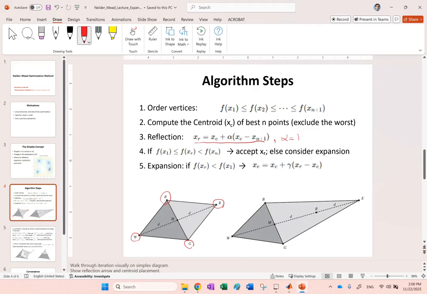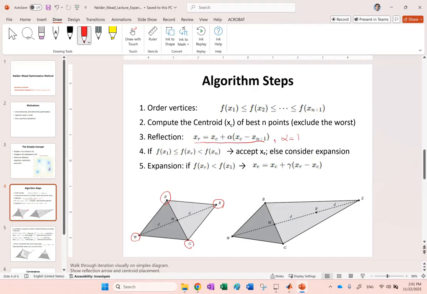Is it better than the best one? Is it somewhere between the worst and the good, between the good and the worst, or even worse than the worst? Okay, so we have to look at different scenarios, right? Which you can see here, there are 4 different scenarios. And for each one of these 4 scenarios, there is a suggestion in this method what to do.